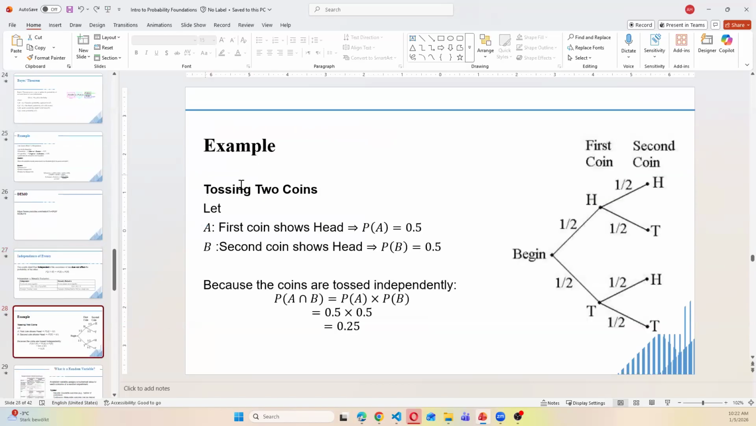Here the example is tossing two coins. At the beginning you have head and tail, 0.5 or 1 divided by 2. The first coin shows head and tail, and because the coins are tossed independently, you do it separately. So you calculate 0.5 times 0.5 and it's 0.25. So the probability of getting two heads is 0.25.